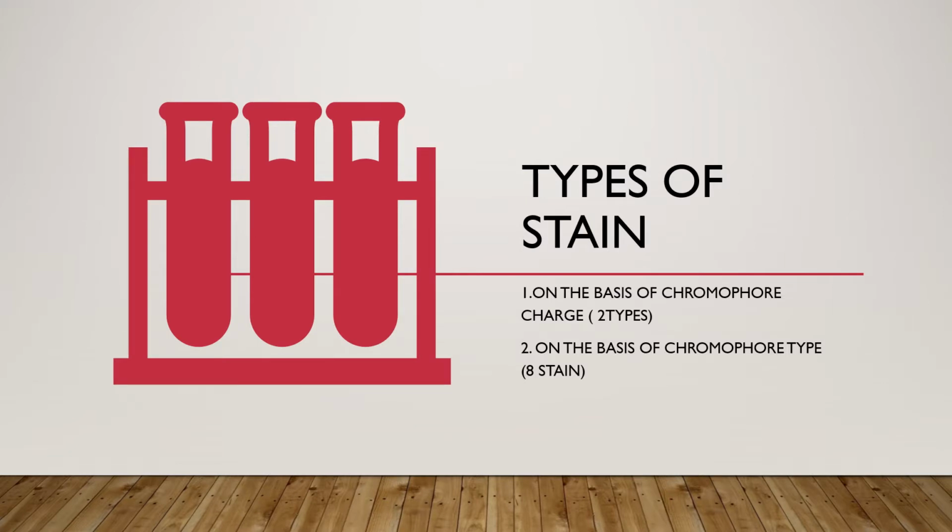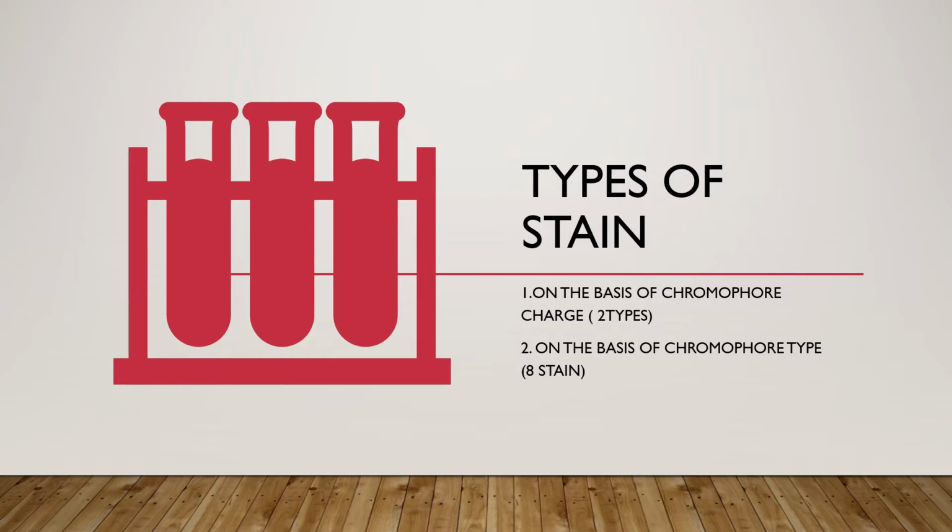Basically, we have classified these stains on the basis of two major categories. The first category is the chromophoric charge. I hope you remember that a stain consists of two parts, a chromophore and an auxochrome, right? So whenever a stain dissociates, the chromophore carries some charge. What kind of charge does it have, a positive or a negative charge? On the basis of that, we have two types of stain. The next category includes chromophore type.